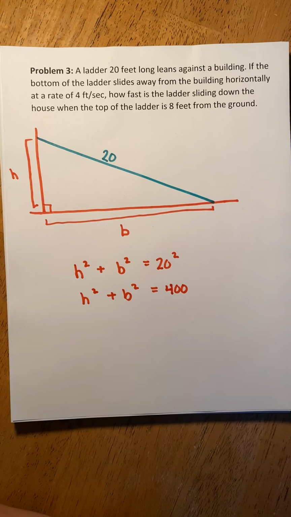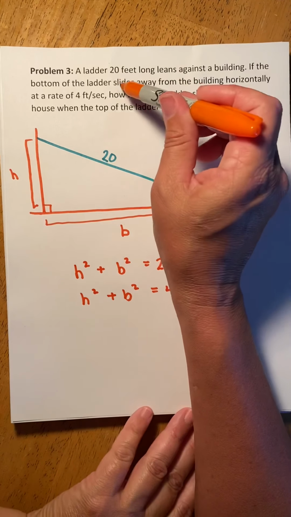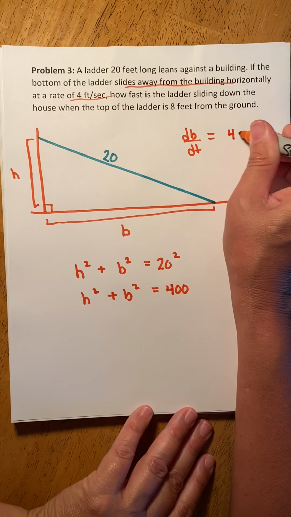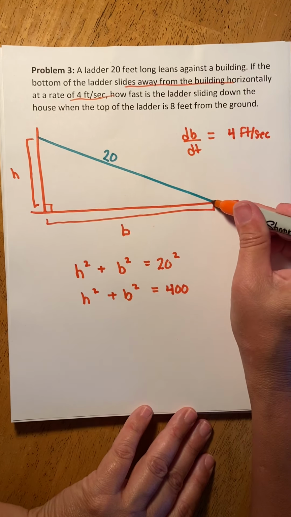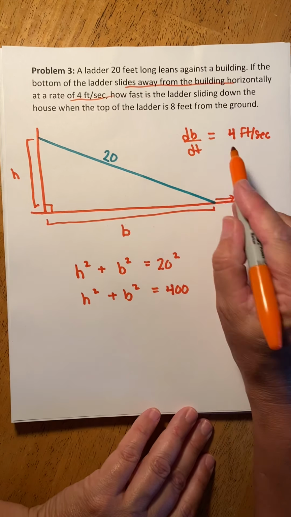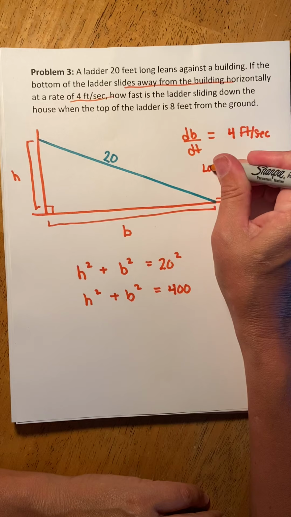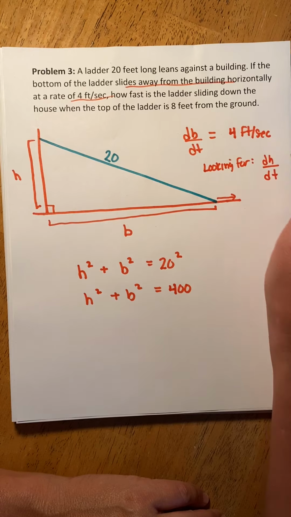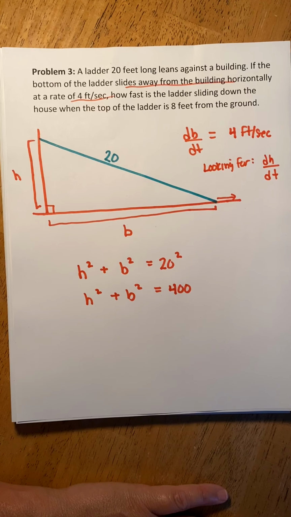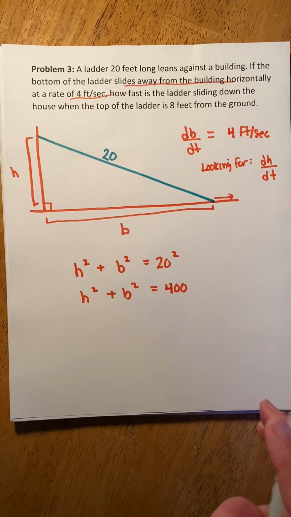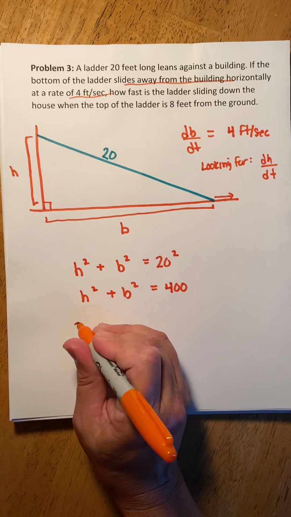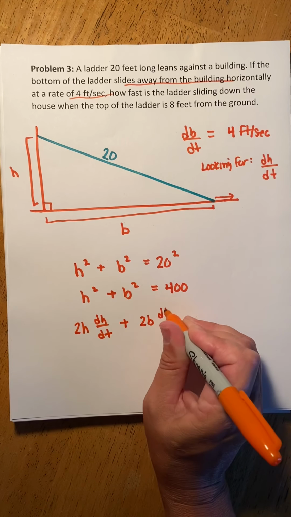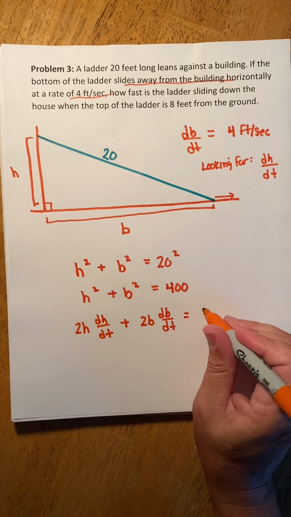We know the bottom of the ladder slides away horizontally, so we know that dB/dt is equal to 4 feet per second. And if the bottom of the ladder is sliding away from the building, then B is getting bigger, so it's positive 4 feet per second. What we're looking for is the rate of change at which it's sliding down the house. So now that we have our equation set up, I can take the derivative. The derivative of h squared is 2h, and then tag on dh/dt, plus 2b db/dt, and the derivative of 400 is 0.